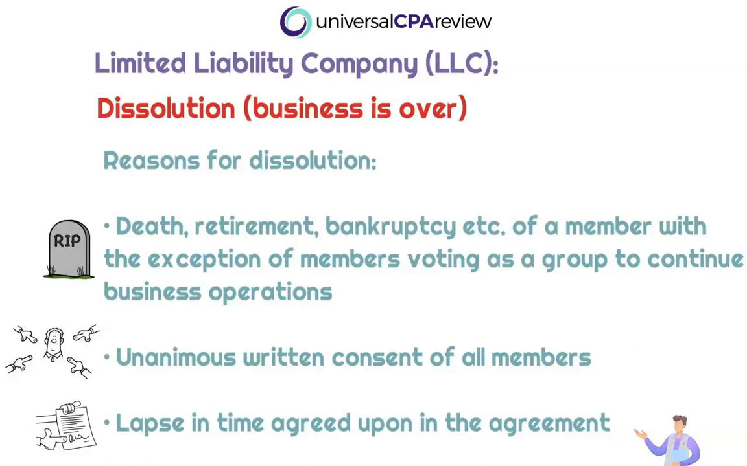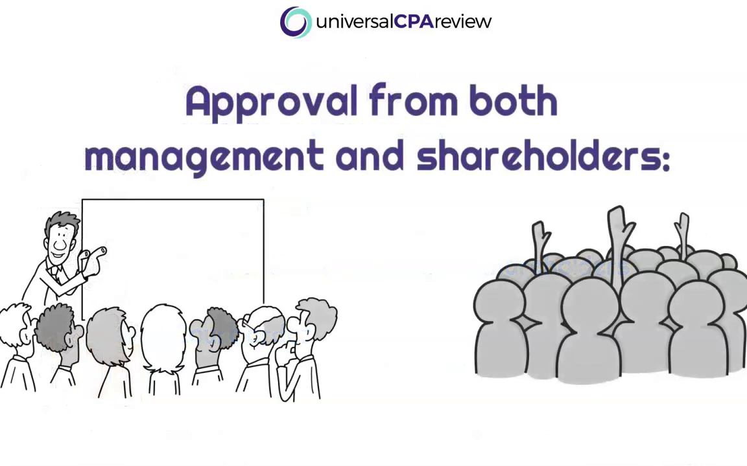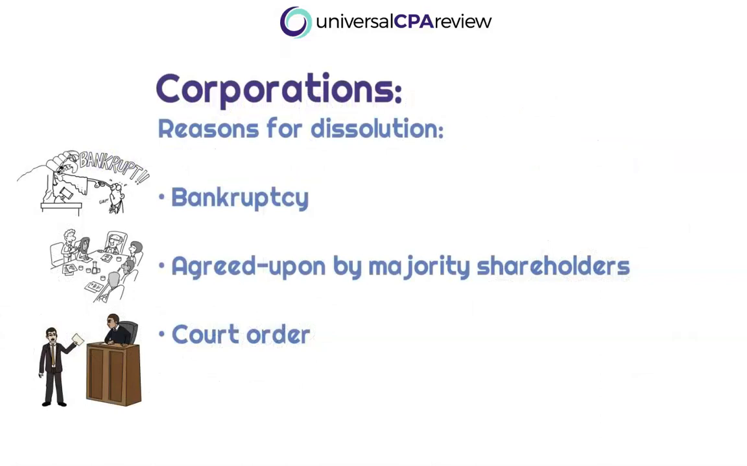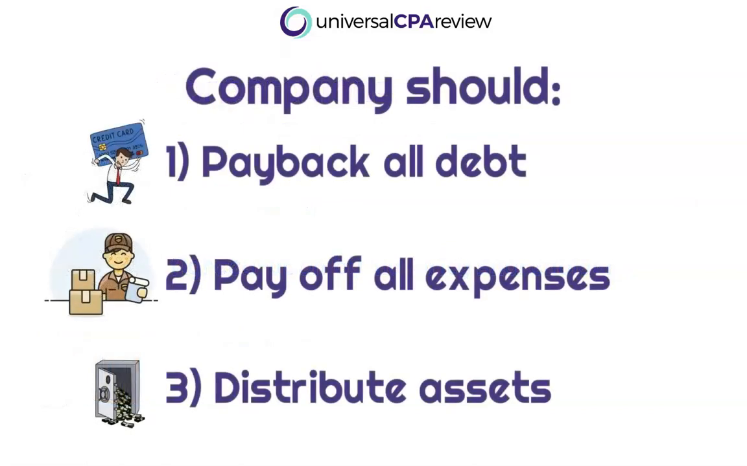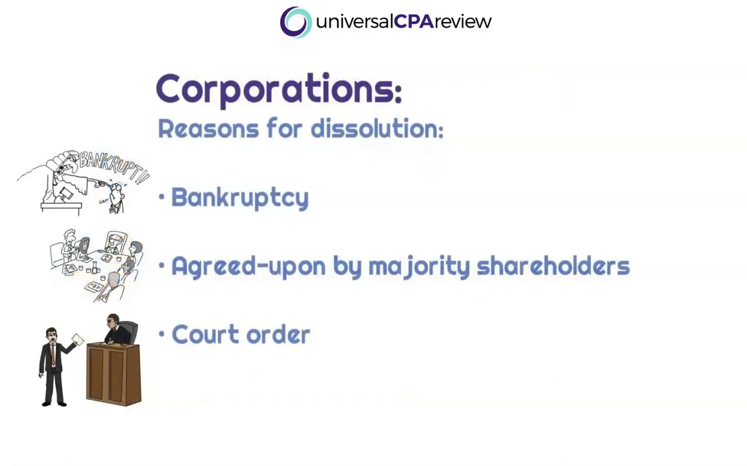All of this is going to be a little bit different from corporations. Dissolution of a corporation will require management and shareholder approval. We're talking about both C corporations and S corporations. Once this termination process begins, the company will begin to liquidate. Before the dissolution begins, the company should pay back any associated debt and expenses, and distribute all assets that are required to creditors and shareholders. When it comes to corporations, some reasons for dissolution can include bankruptcy, if the majority of the shareholders agree to dissolve it, or if there's a court order. Again, we're talking about these dissolution rules for both C corporations and S corporations.